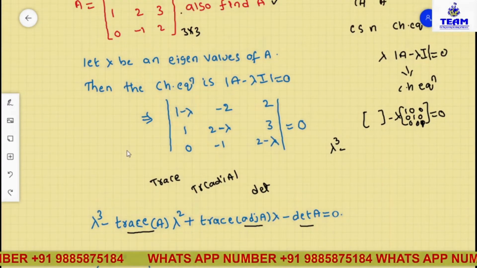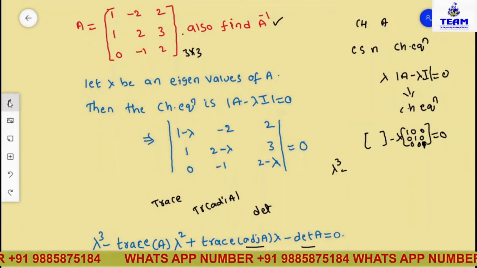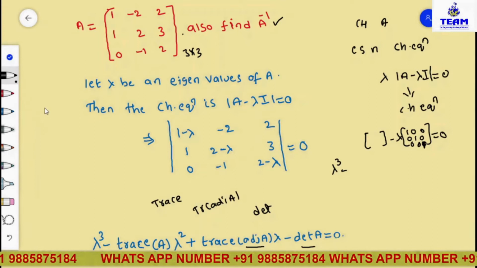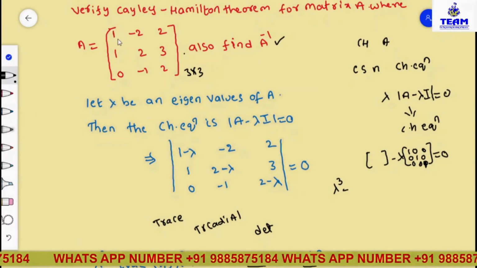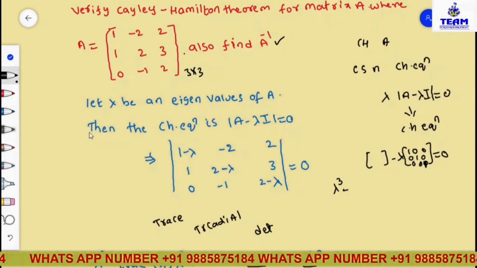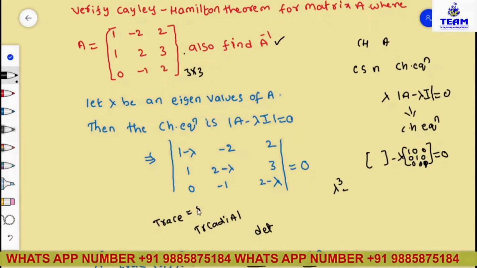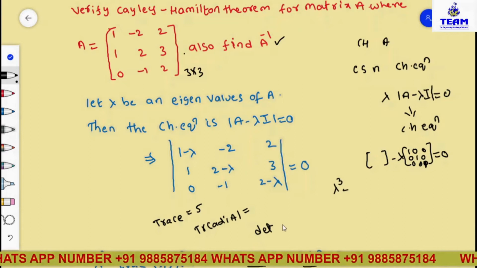Trace is nothing but the sum of the diagonal elements. What do you have? 1, 2, 2. If you add all, what are you getting? 5. What about the trace of adjoint A and what about the determinant? For this I am using the calculator.